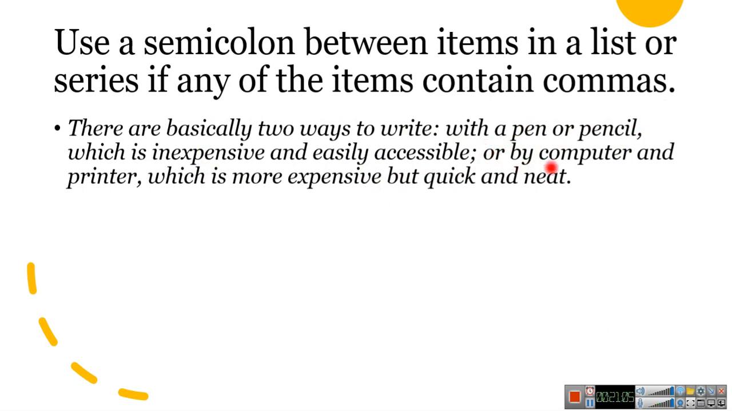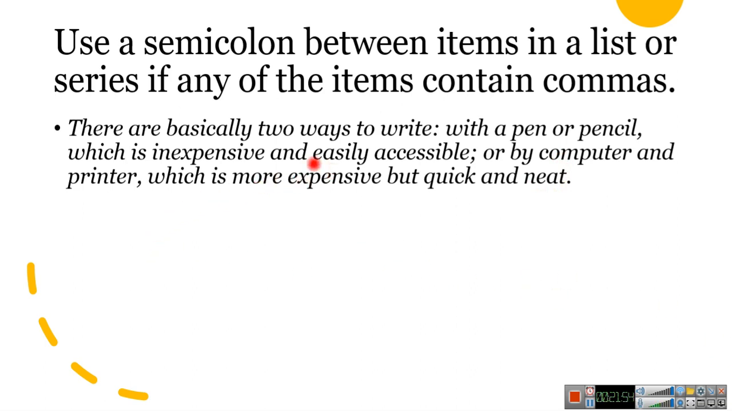On the other hand, I'm also talking about the computer, writing by computer and writing by printer. The computer and writer are not related, but still there's somehow a connection between those two. When I talk about the computer, I want to point out that only the computer is more expensive, but it's also quick and neat. This is why I use the semicolon. This is giving me a very good partition. The semicolon itself allows me to present my ideas more organized. When I talk about the pencil, I say one thing, and when I talk about the computer, I say another thing.